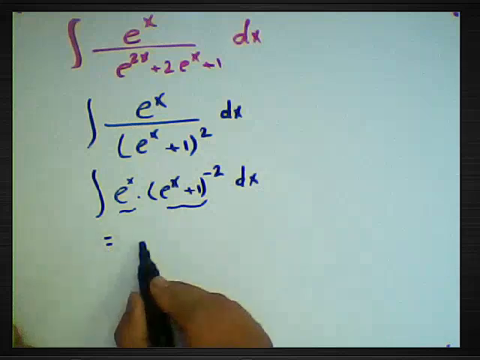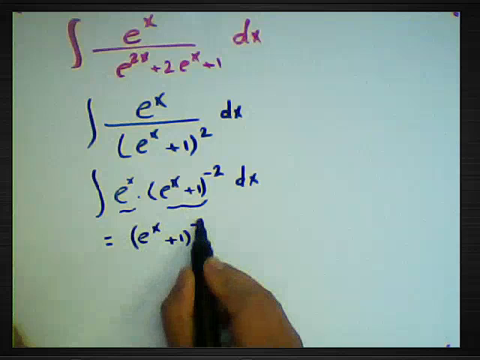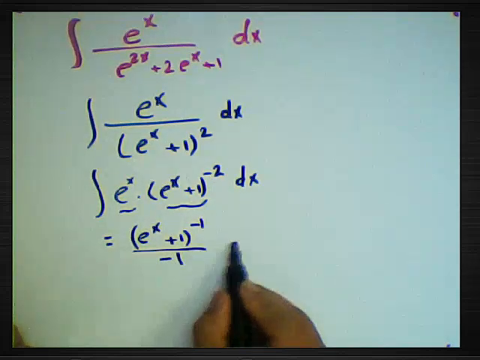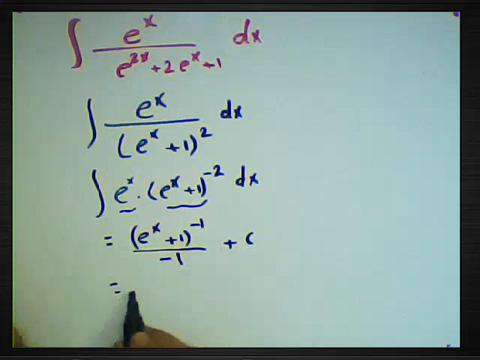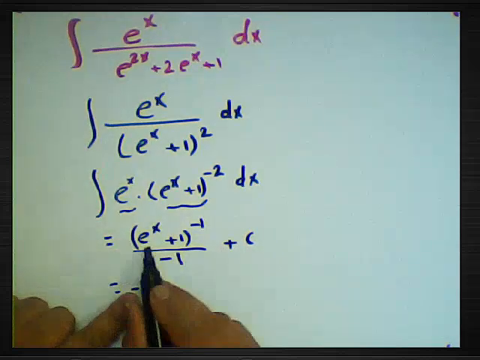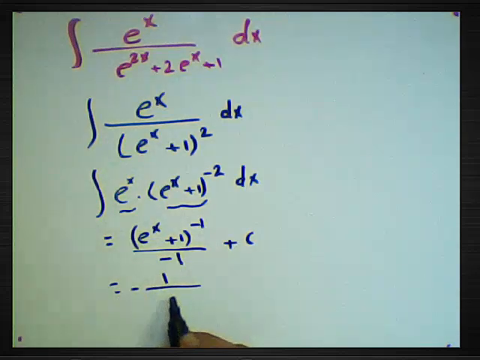So the result will be this expression: (e^x + 1)^(-1), add 1 to the power and divided by the new power, plus constant. And then you can write negative outside, positive divided by negative equals negative, and write this expression in the denominator and 1 in the numerator: negative 1 over (e^x + 1) plus constant.